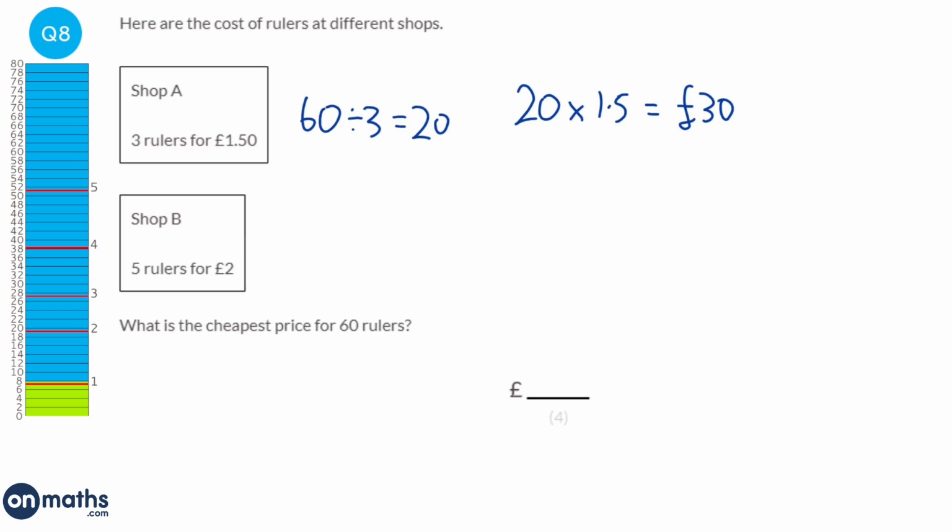We're going to do the same for shop B. Their bundles are 5 rulers, so we're going to do 60 divided by 5, which is 12. So we're going to buy 12 bundles at £2 each, and that will be £24.